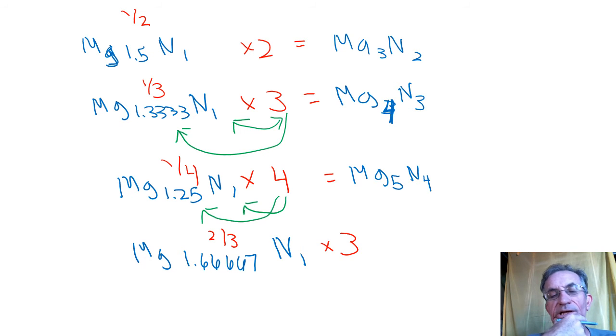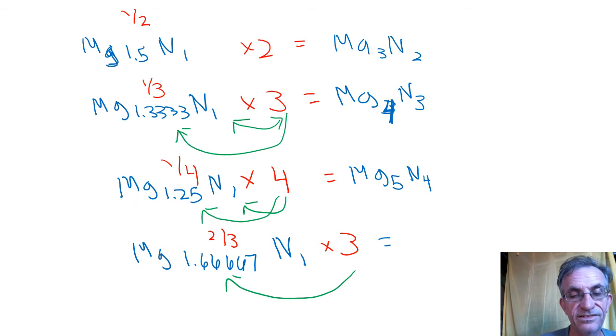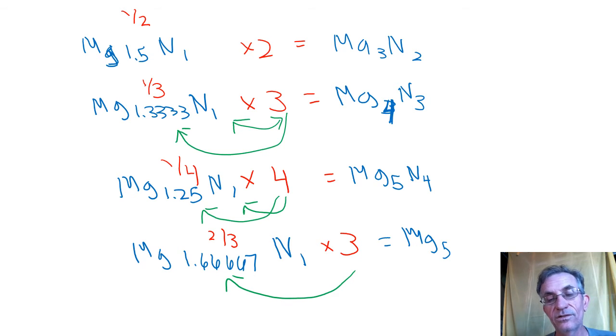If you multiply 3 times 1.666, you would get 5, actually. You can try it on your calculator if it doesn't seem right. It is, though. And then you would do 3 times 1 for the nitrogen, so that would give you N3. All right, so these are your common possibilities. Maybe you'll run across some weird ones, but these are the most common ones.